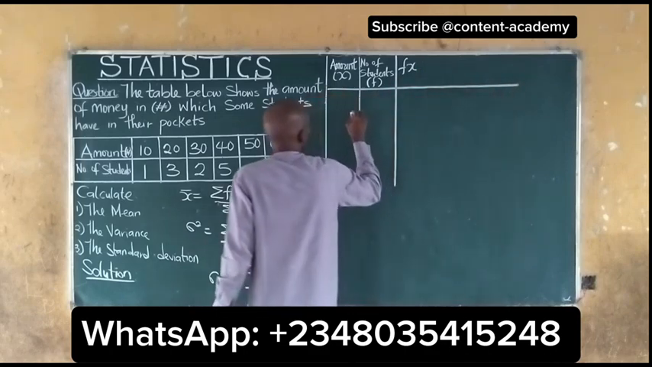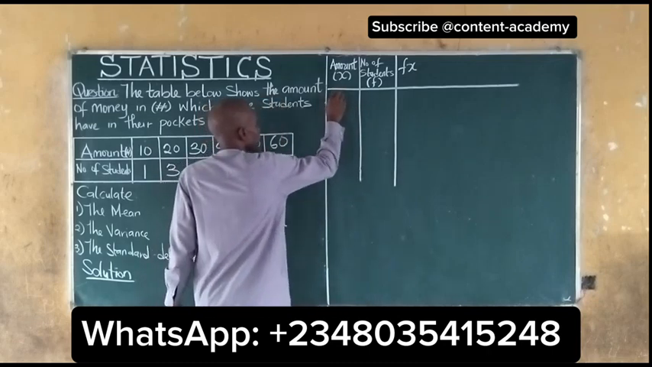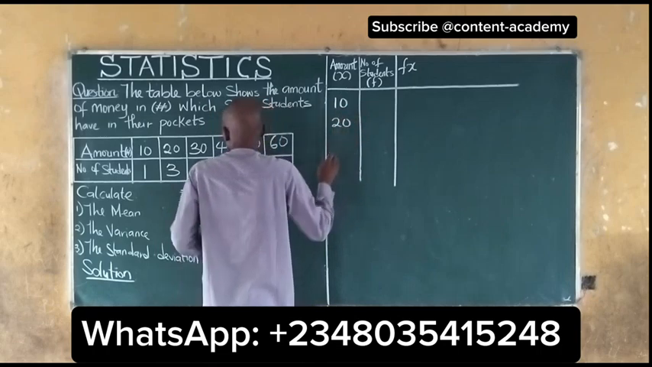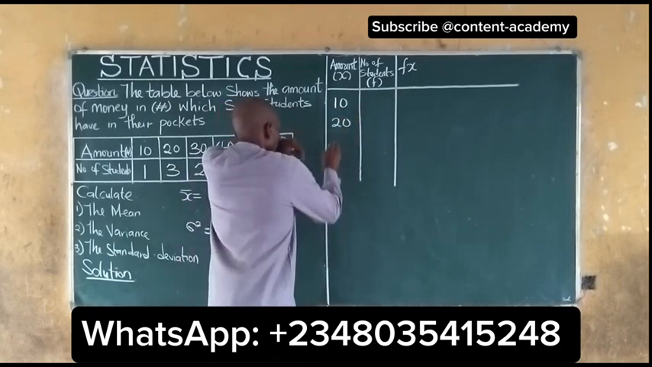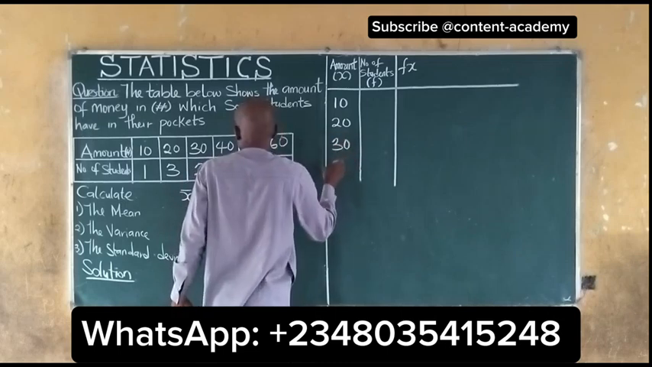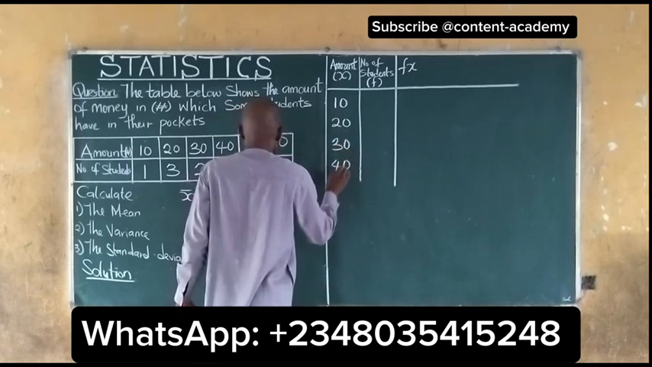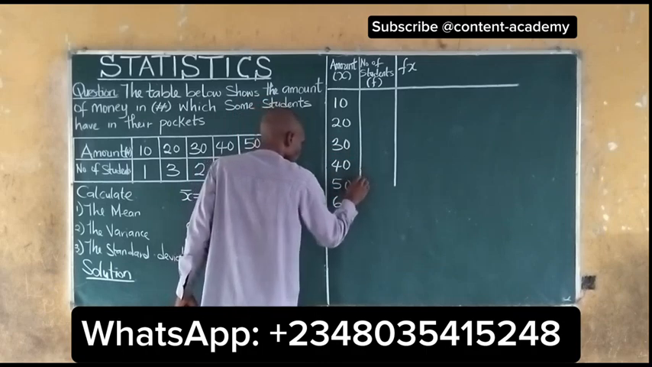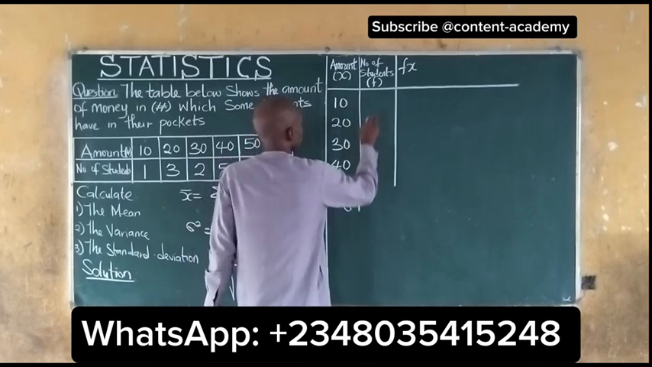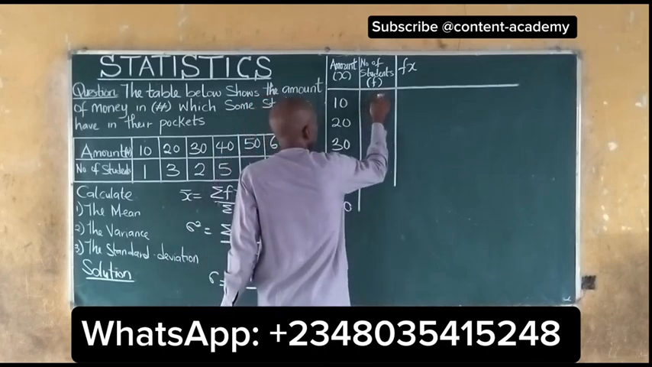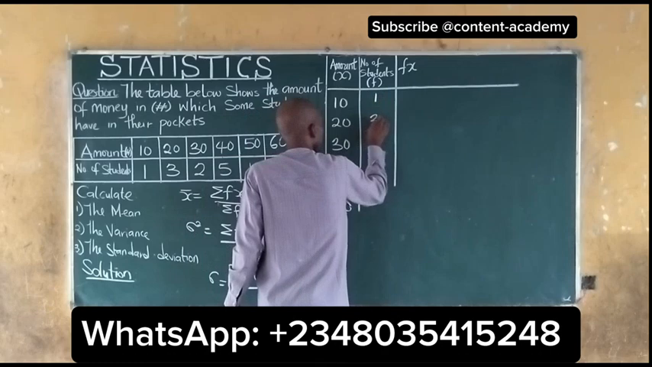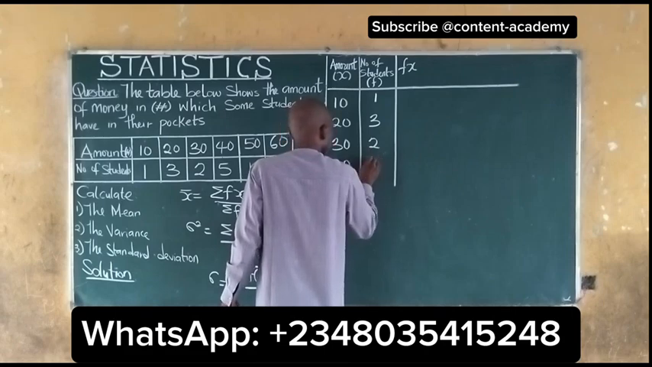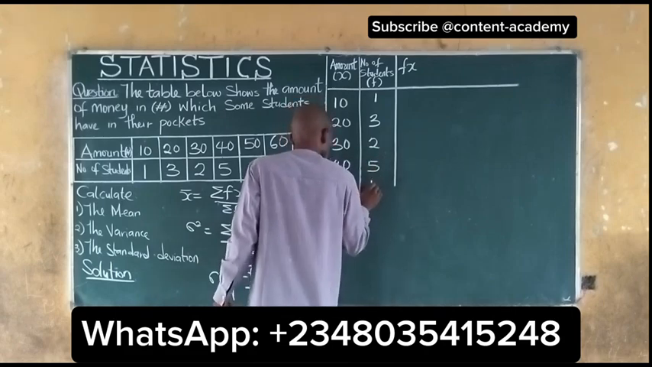So we have our amount, which is x values, to be 10, 20, 30, 40, 50, and 60. We also have number of students, which is 1, 3, 2, 5, 1, and 4.